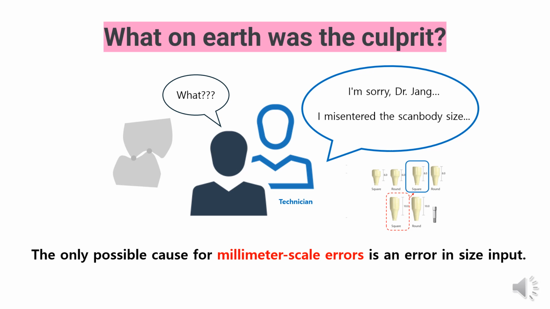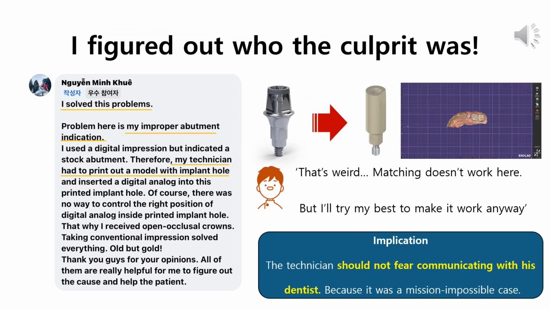So what on earth was the culprit? Interestingly, the questioner himself revealed the culprit. The culprit was in a different place than we expected. An error occurred during the process of matching and merging, but it was due to user input error. This falls under step 3 of our classification, but step 4 also comes into play because the technician could have told him that the matching process is not normal. It shows how important communication with the technician is.